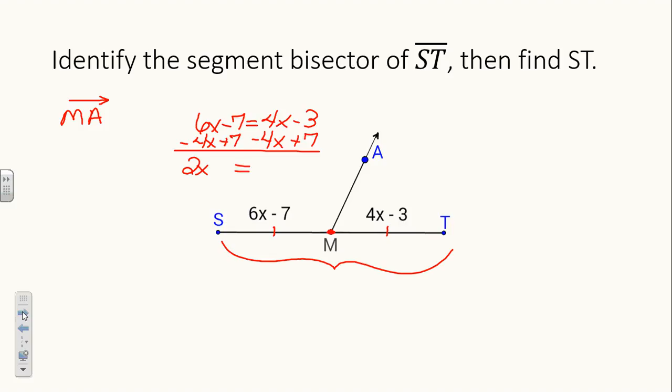7 minus 3 is 4. Now we divide by 2, right? And we know x is 2. Well, that was a lot of work.